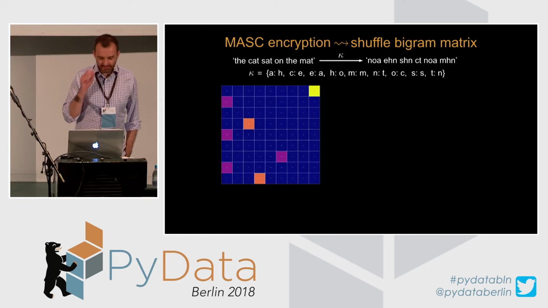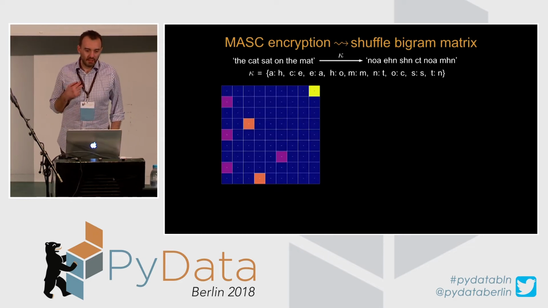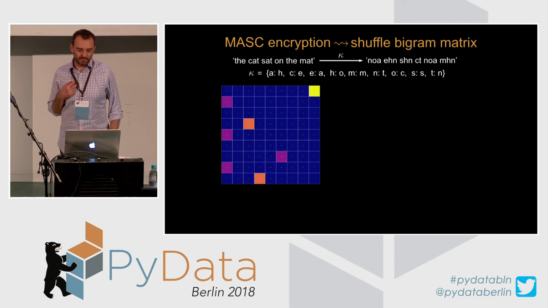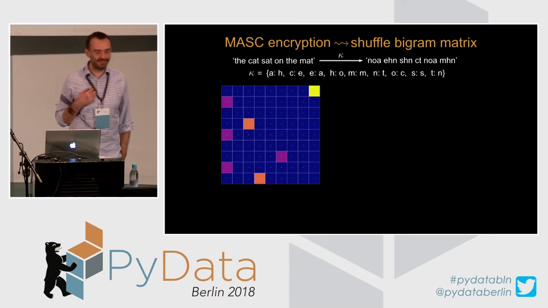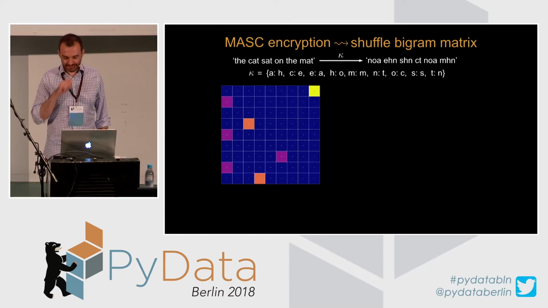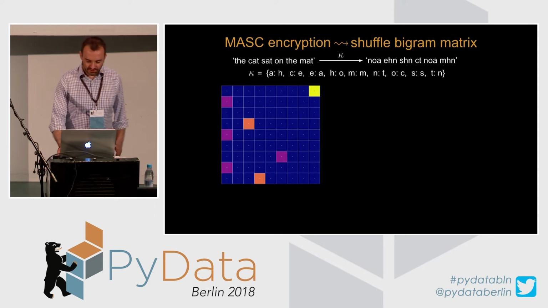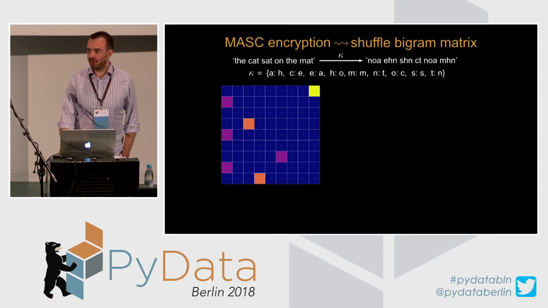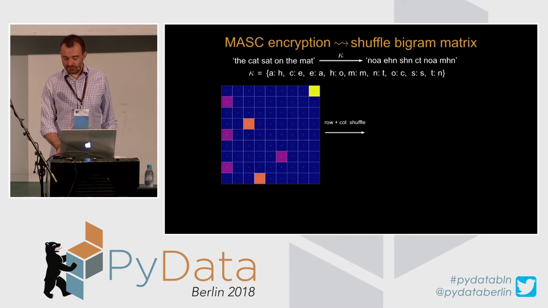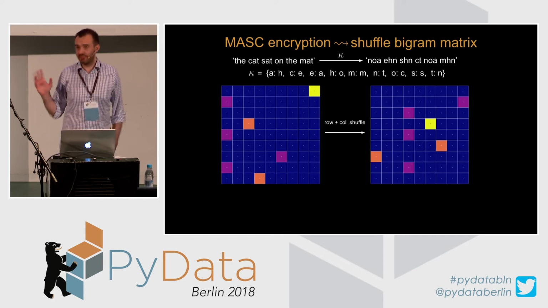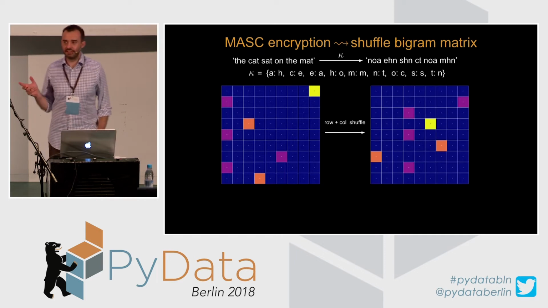Let me just work out the one on the left-hand side, 9 by 9. The top right-hand corner, that yellow thing there is AT, which is, as you might expect, because it occurs in cat, sat, and map 3 times, much more than anything else. And what I'm going to do now is just work out the bigram matrix for the ciphertext on the right-hand side, the thing we can't read. Okay. And I'm going to show you that it's really just a shuffle of the original matrix.